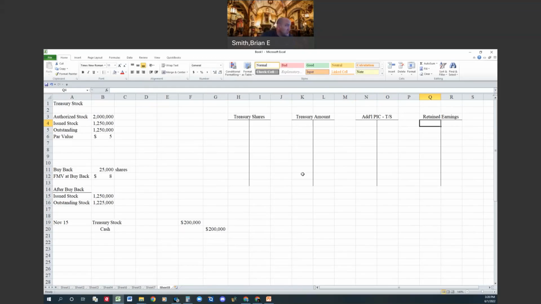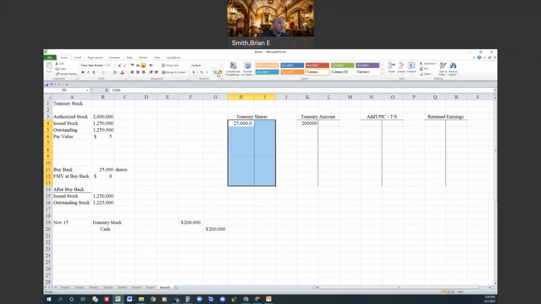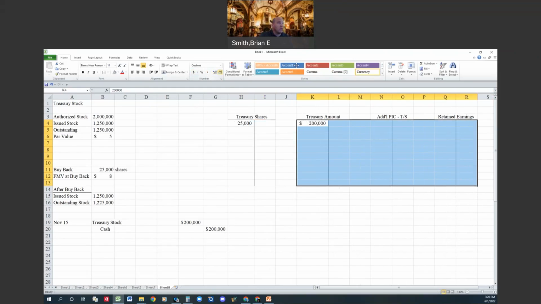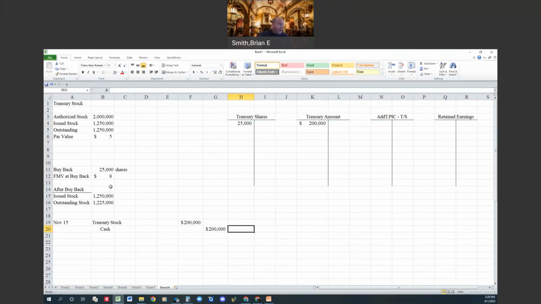All right, so we've got treasury stock here, worth $200,000, and the number of shares we bought were 25,000 shares. So that's what we're looking at here. I'm going to make those commas, and the rest of these are all going to be dollars. All right, now we're fully set up.